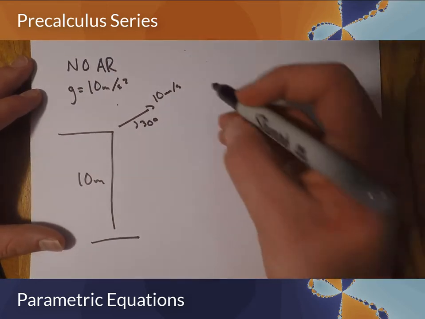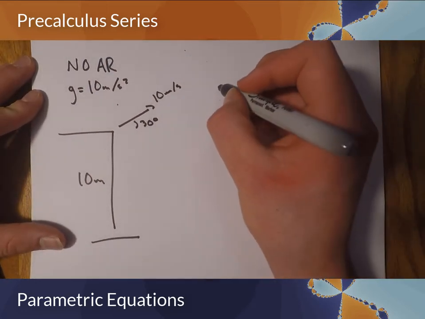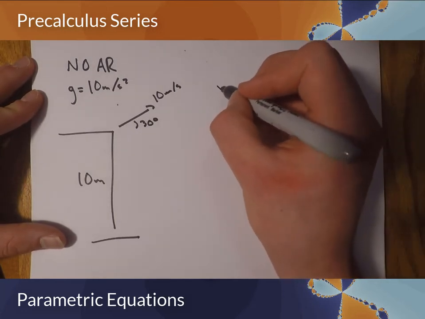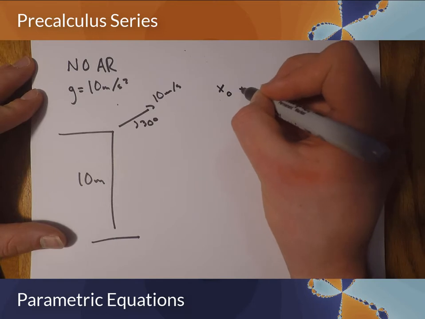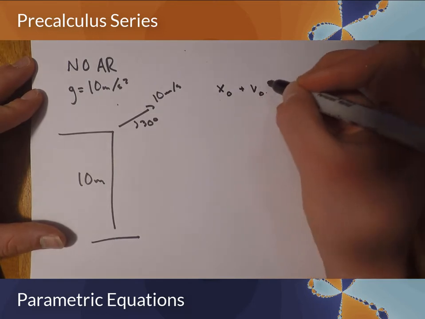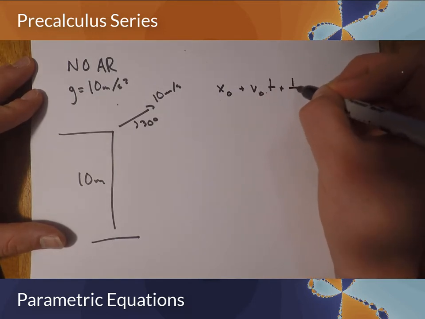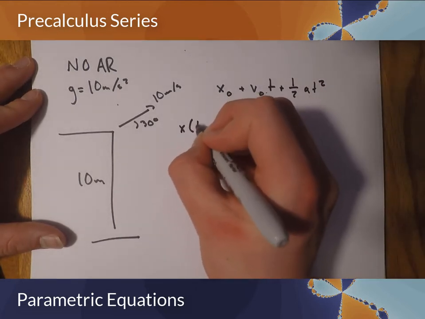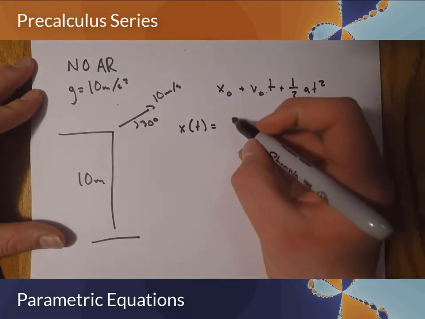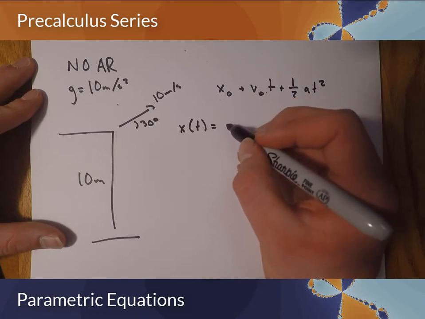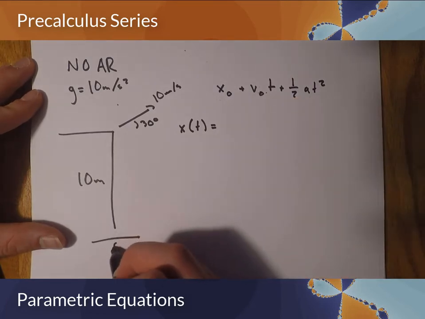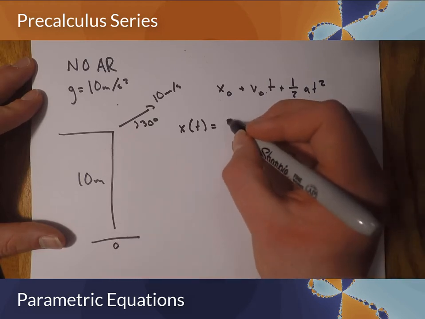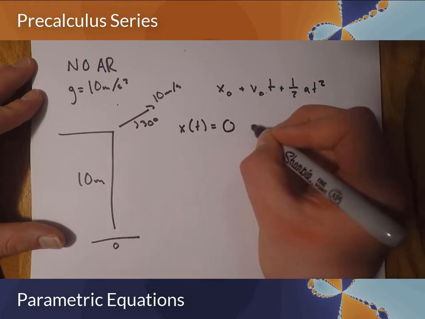Alright, so when modeling position in physics, we use an equation that looks like this: x sub 0 plus v sub 0 t plus 1/2 a t squared. So when we're modeling x in relation to time, we want the initial position, and we're just going to assume that the x component starts at 0 when it's initially launched. So 0 plus the velocity.